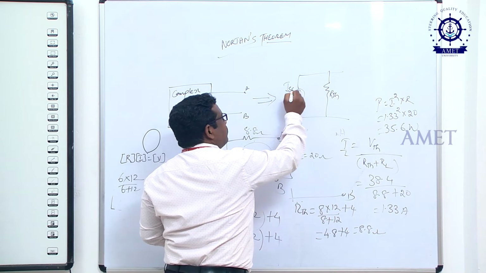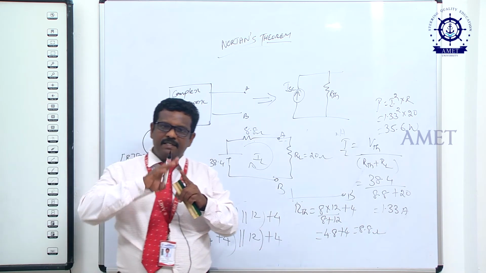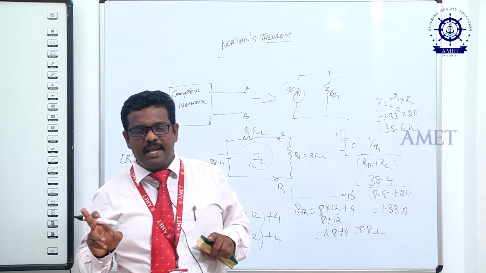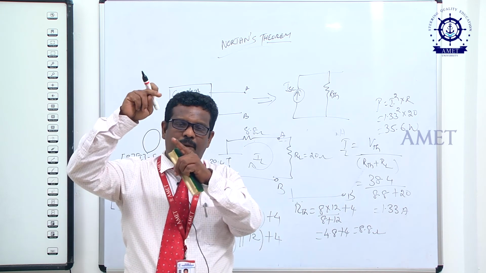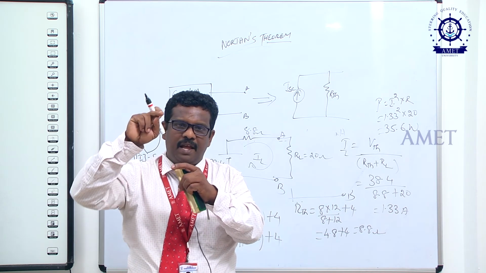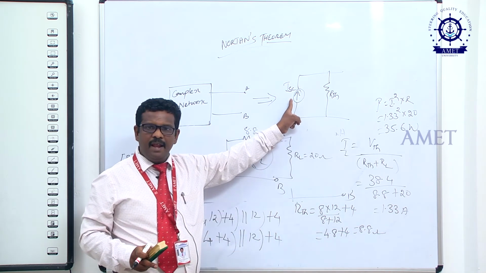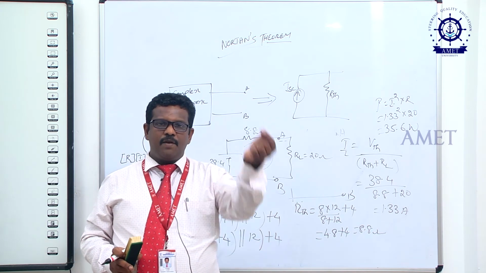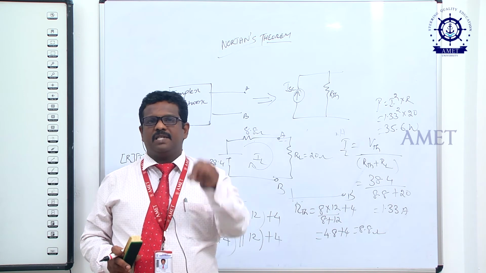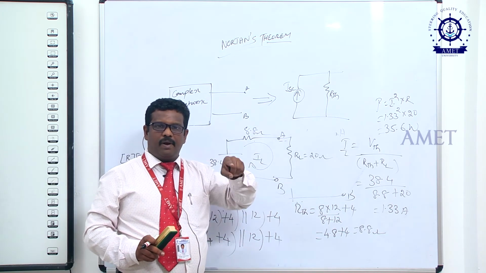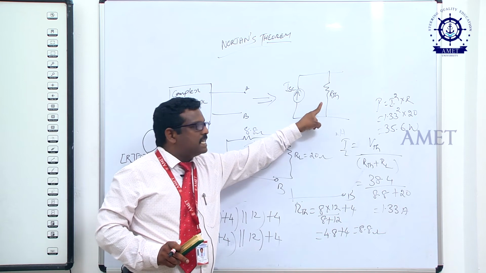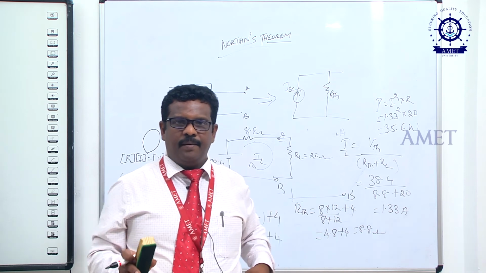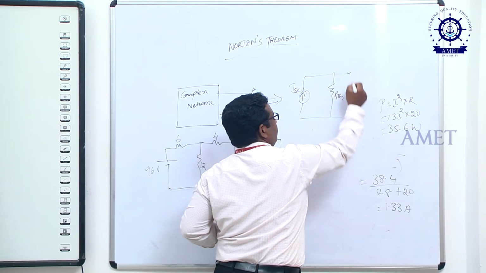This current source is nothing but the short circuit current, whereas in Thevenin's theorem you calculated the open circuit voltage. What is open circuit voltage? You remove the load at the terminal, and the voltage at that point is called the open circuit voltage. Here you remove the load and short circuit that path. The current flowing through that particular path is called the short circuit current. The resistance is nothing but RTH, the same procedure as the previous one. This is the AB terminal.